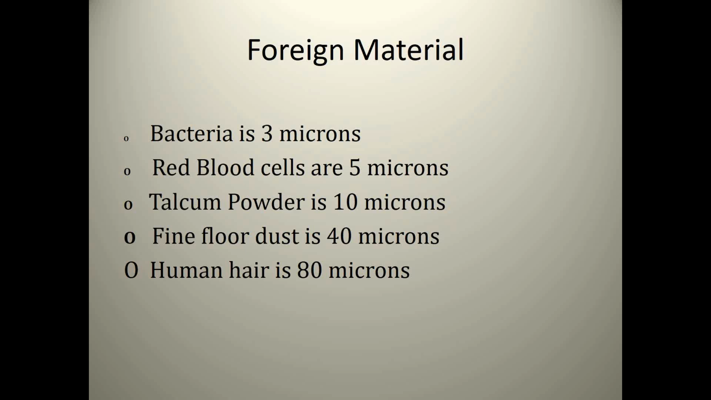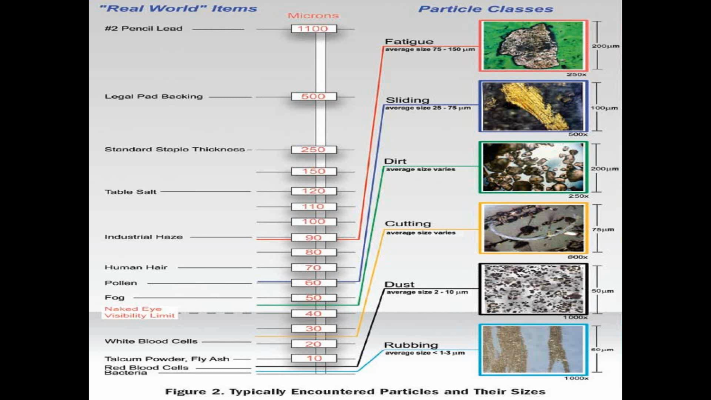The fine floor dust that you may get off of a door seal or a picture frame, those particles get up around 40 microns in size. We can actually visually see those. And a lot of times that's the kind of dust that's in our lubricants. The human hair is around 80 microns in diameter. So again, we're talking about very, very small things, or very, very small particles that are causing our wear.